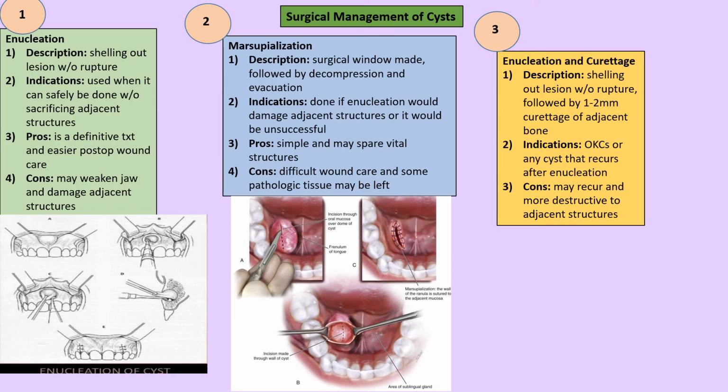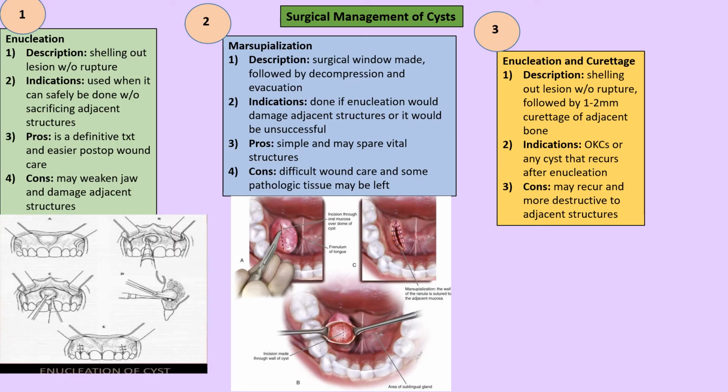Now we can see surgically how we are going to manage a cyst: enucleation, marsupialization, enucleation, curettage. In enucleation, you are completely shelling the lesion out. Enucleation can be done in small cysts like a mucocele. But in surgical management of a bigger cyst or ranula, for example in the floor of the mouth, it is a big lesion and you cannot completely take it out. You cannot do enucleation, otherwise you can damage the blood vessels and nerve.